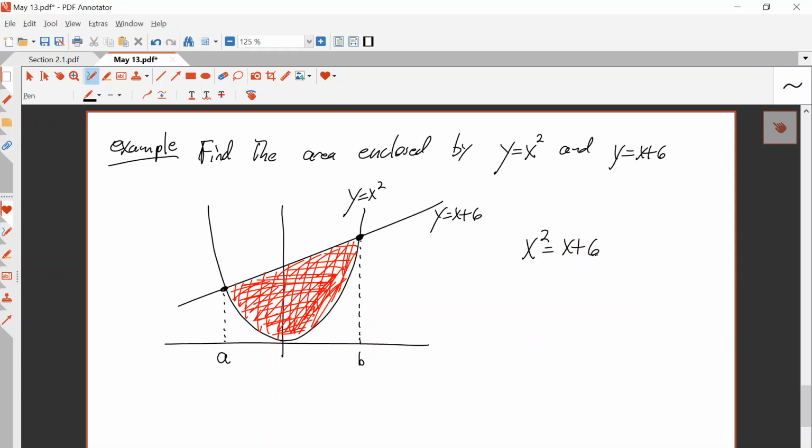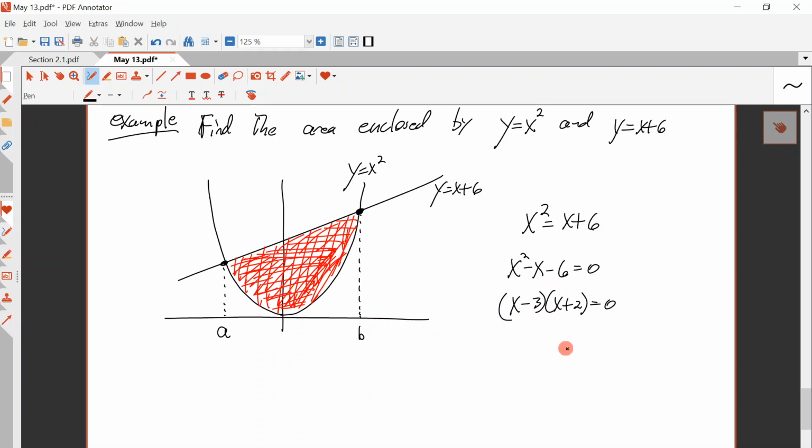To find a and b, you just look at when the parabola meets the line. That is, when their y coordinates are the same. When x squared is equal to y, and y is equal to x plus 6. So we got x squared minus x minus 6 is 0, x minus 3, x plus 2 is 0. So x is equal to minus 2 or 3. So this is 3. This is minus 2.